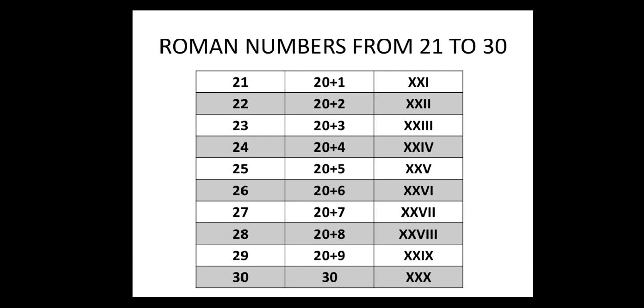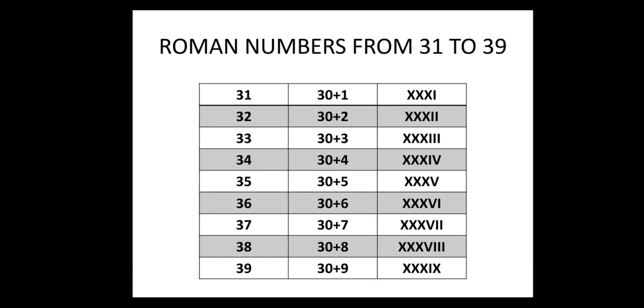Okay. Now move to Roman numerals from 31 to 39. Let's start with 31. 31 is 30 plus 1 and 30 we know is XXX, 1 is I. 32 is 30 plus 2, 30 is XXX and 2 is II. 33 is 30 plus 3, XXX, III. 34 is 30 plus 4, XXX, IV. 35 is 30 plus 5, XXX, V.